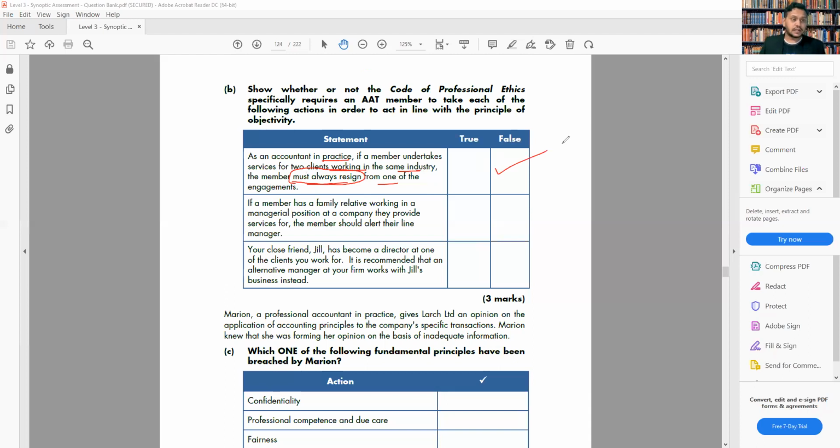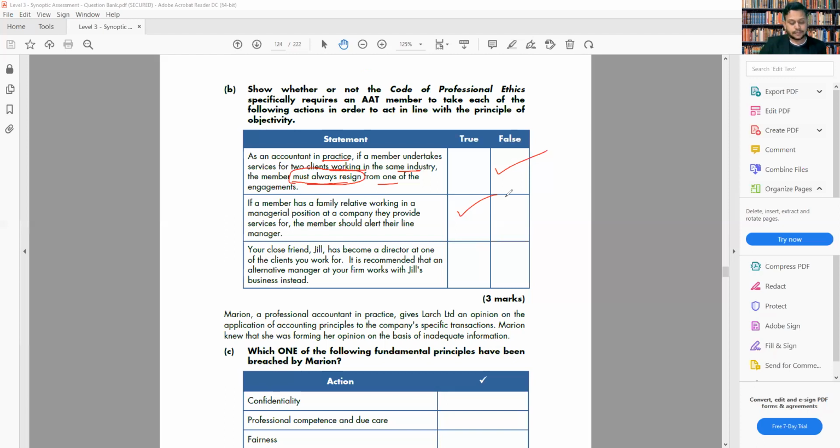The next one we have here: if a member has a family relative working in a managerial position at a company they provide services for, the member should alert their line manager. This is true, isn't it? That is ethical. If some of your family members work in a managerial position and you provide the service, you need to make sure you alert your line manager so that he knows, off the record, you are not giving any favor to him. So it looks like you are transparent, you are more open.